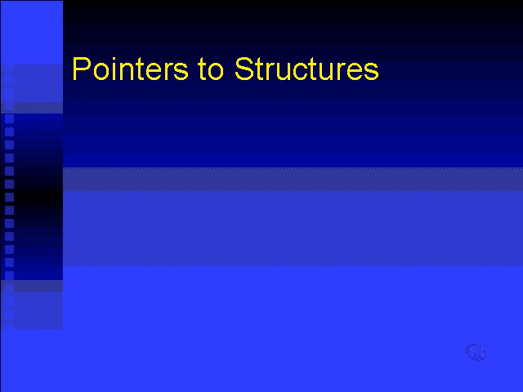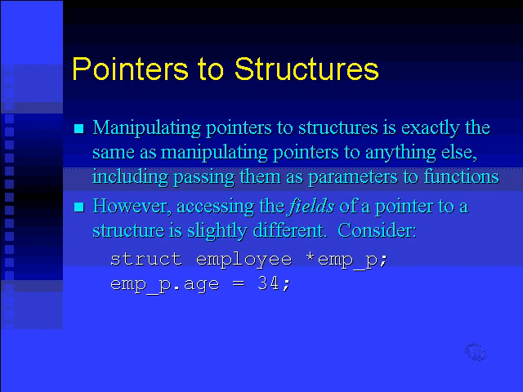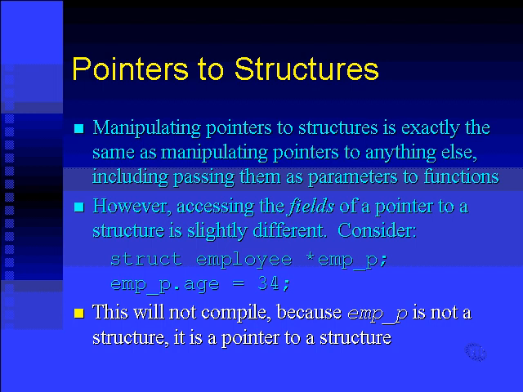Now that line of code will not compile because emp_p is not a structure. It is a pointer to a structure, and the dot operator, the little dot between the emp_p and the age, requires that the thing on its left be a structure. That's a little rule: the thing to the left of the dot must evaluate to be a structure. Now emp_p is not a structure, it's a pointer to a structure, so that line of code, emp_p.age equals 34, will simply not compile.